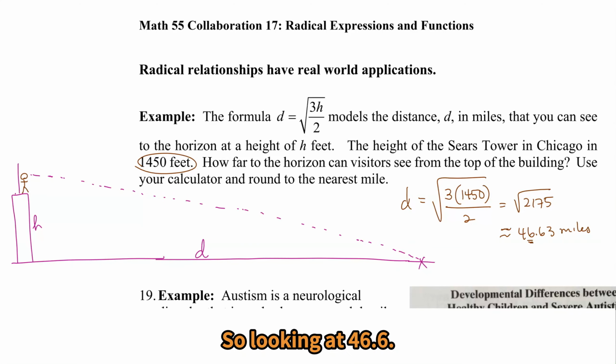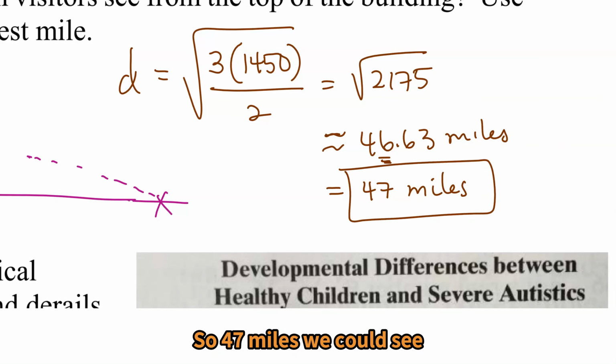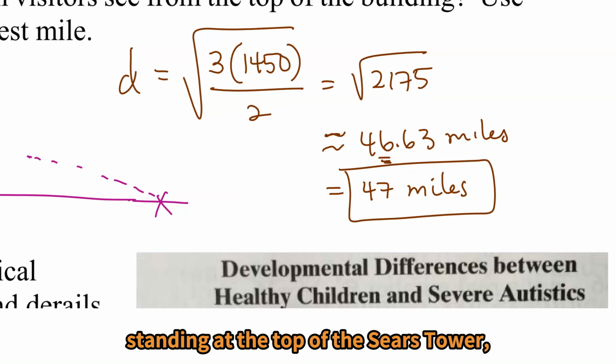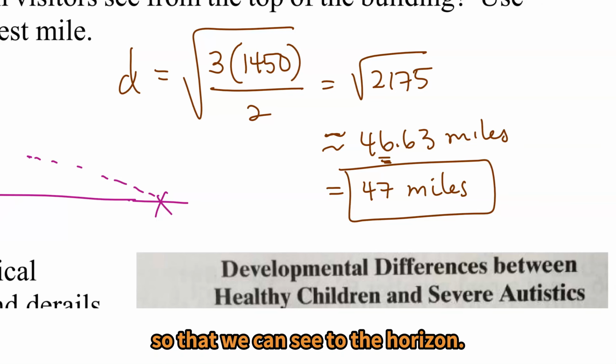So looking at 46.6, 46.6 is closer to 47 than it is to 46. So 47 miles we could see standing at the top of the Sears Tower, the Willis Tower in Chicago, provided that there's no fog so that we can see to the horizon.